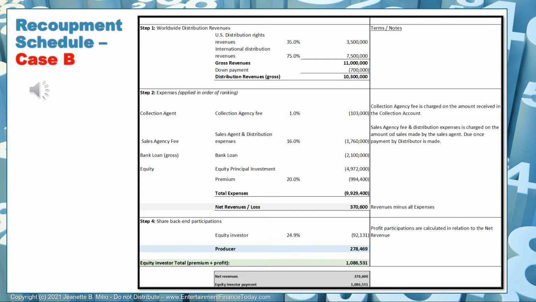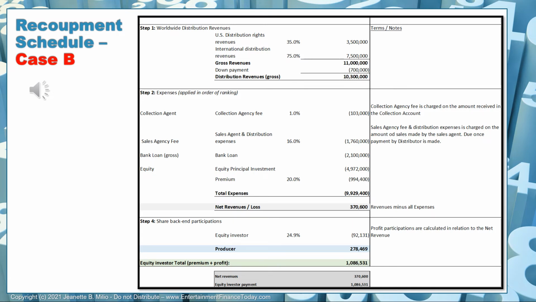Now the equity investor is looking at $1,086,531 as a payment that is made to them, which is comprised of the premium of $994,400 plus the profit participation of $92,131. And the net revenues, as I mentioned earlier, were $370,600 in this case B.